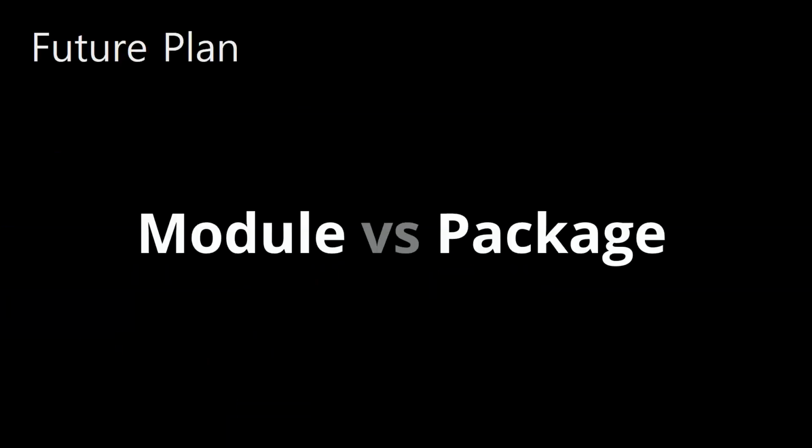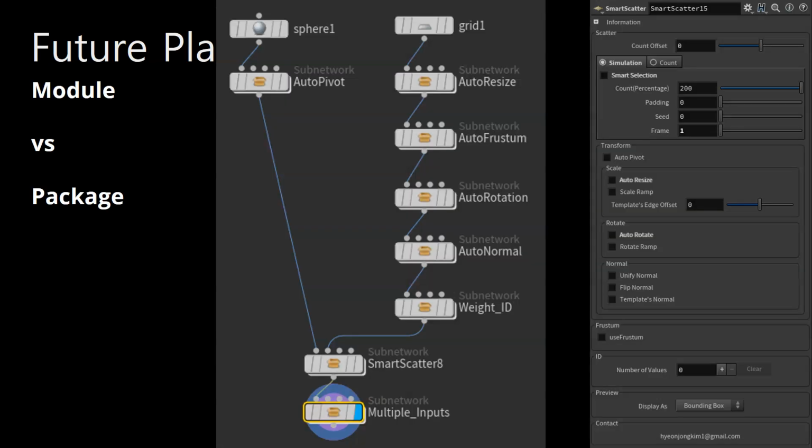The first, the module and package comparison. If we divide them into modules, one node per function, the scope of use will be wider. Even if it's not necessary to scatter, you may only want to use auto pivot or assign multiple IDs to an existing scatter. It will be more difficult to use, but there are more advantages of the module type in terms of utilization.